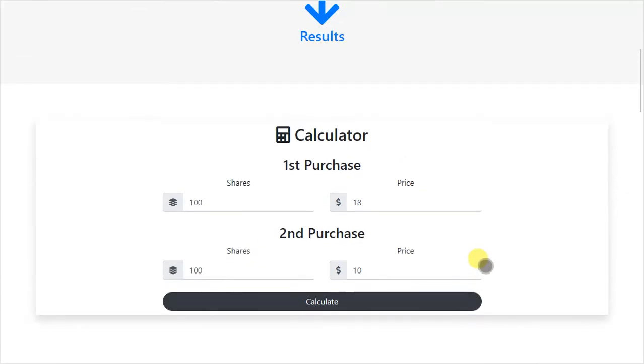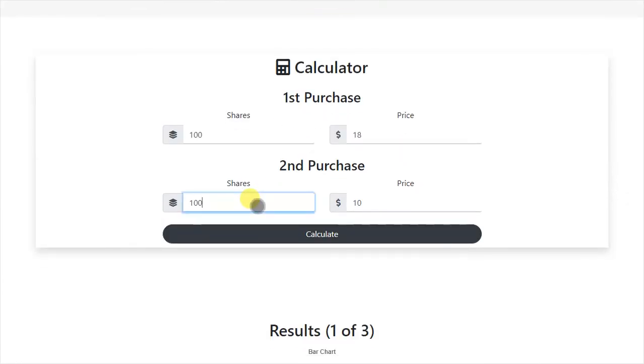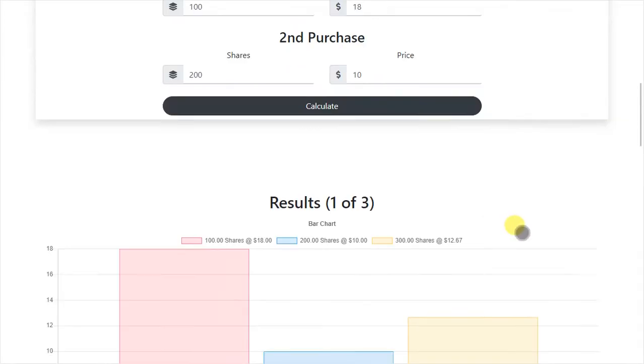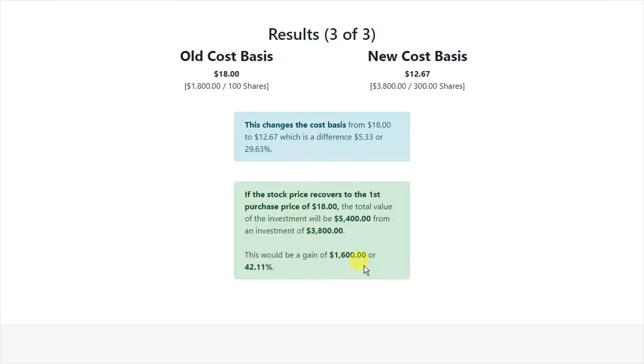If you want to be more aggressive, you can buy, let's say, 200 shares at 10, if it goes down to 10. Then you get even bigger returns because you've lowered the cost basis even more. So you have a total of 300 shares. Then if it goes back to 18, you'll be at $5,400 from $3,800. So you have a $1,600 profit or a 42% return.